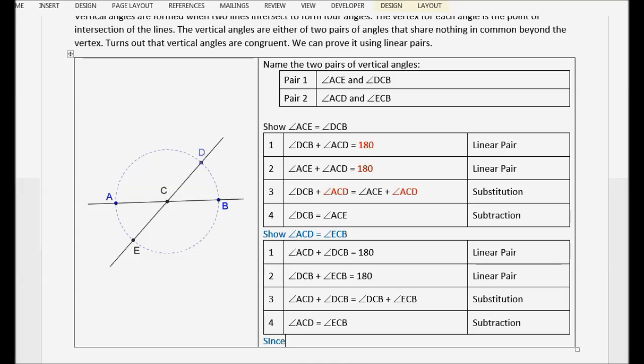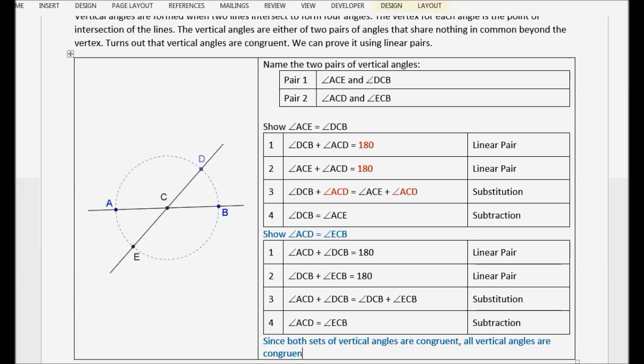Since both sets of vertical angles are congruent, I know I said they're equal, but equality and congruence are synonymous. Since both sets of vertical angles are congruent, we can say that all vertical angles are congruent. And that proves our theorem.